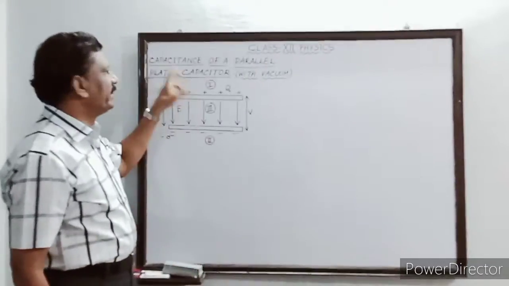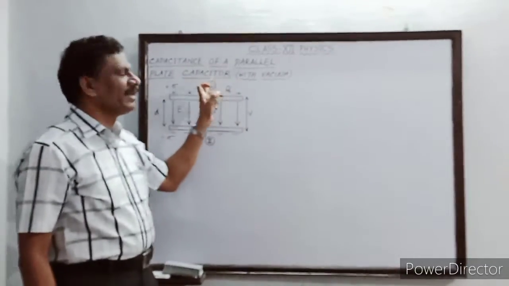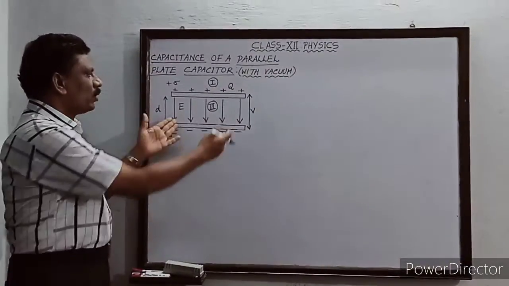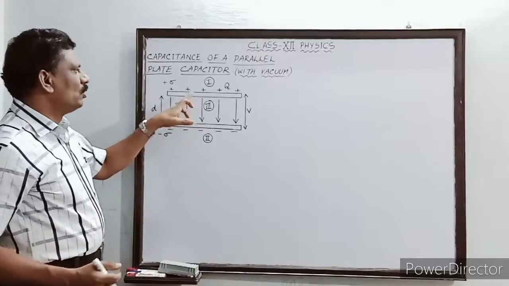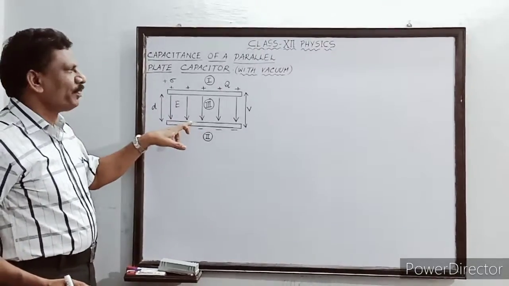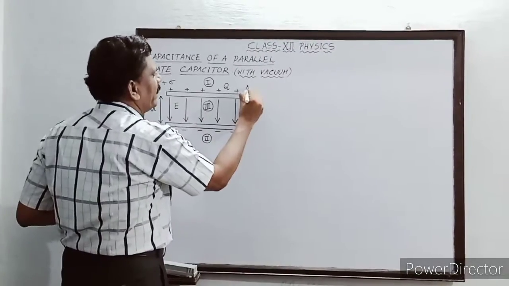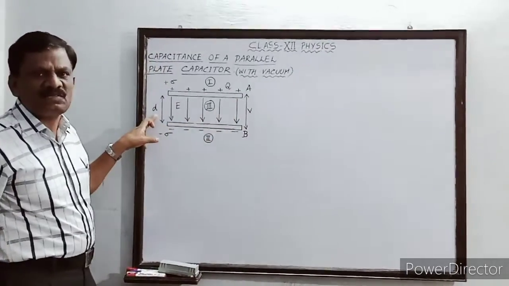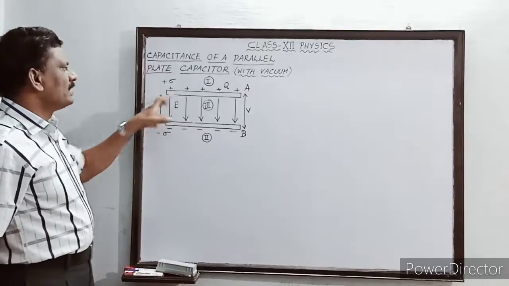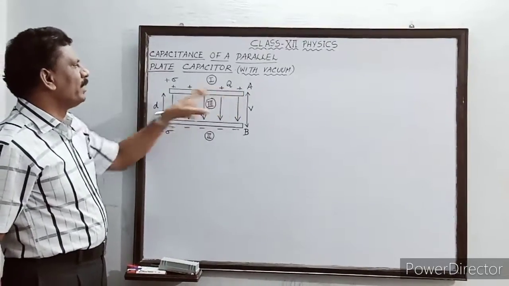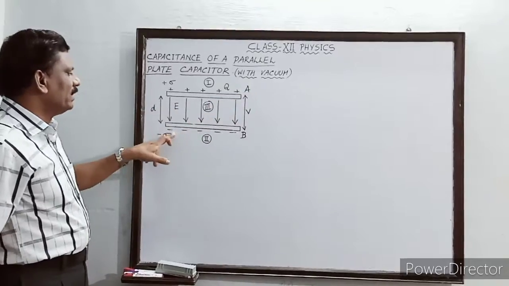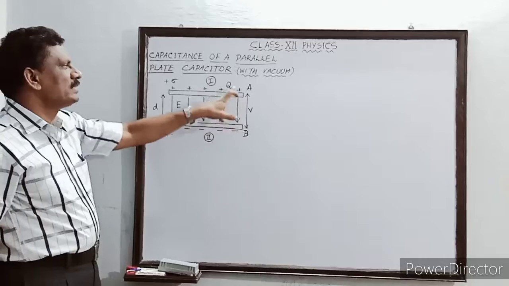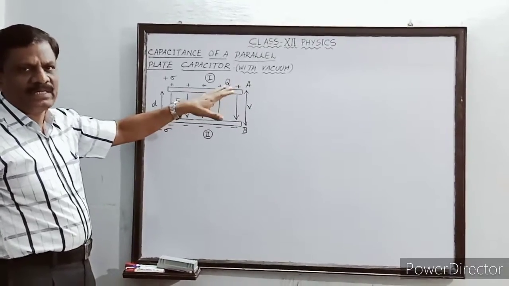Now we are going to derive an expression for the capacitance of a parallel plate capacitor filled with vacuum. So look at the diagram. There are two parallel metal plates named A and B. They are separated by a small distance d. Positive charges are present on plate A, while negative charges are present on plate B, and Q is the quantity of charge on either plate.